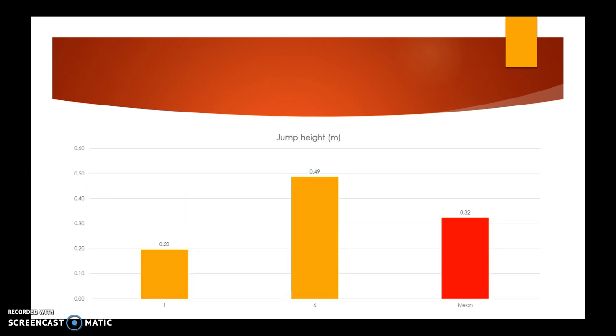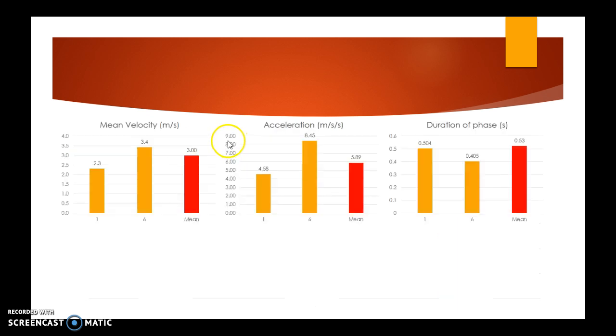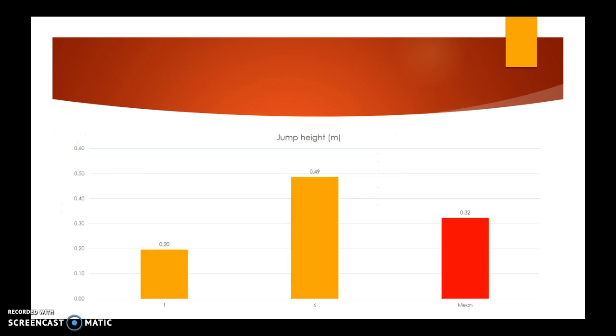With all these factors contributing to jump height, it's obvious to see that Jack only jumped 0.20 centimeters, whereas the other participant managed to jump 49 centimeters, and the mean was 32 centimeters. Therefore, Jack has been below in every single thing he's done, except the duration of the phase. We can improve by improving the plyometric and resistance training. This means he'll be able to generate more power, bend down quicker, increase the velocity and acceleration, and therefore jump higher.